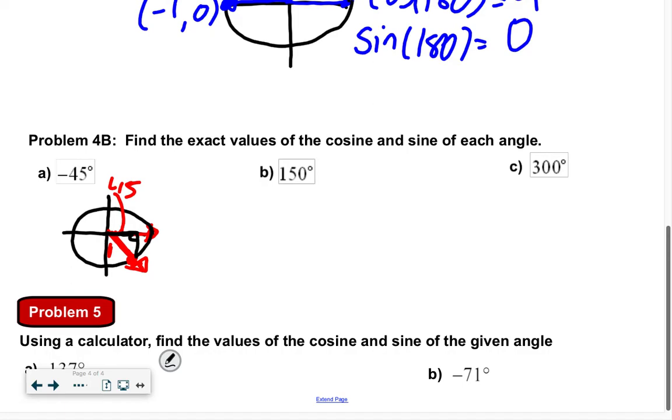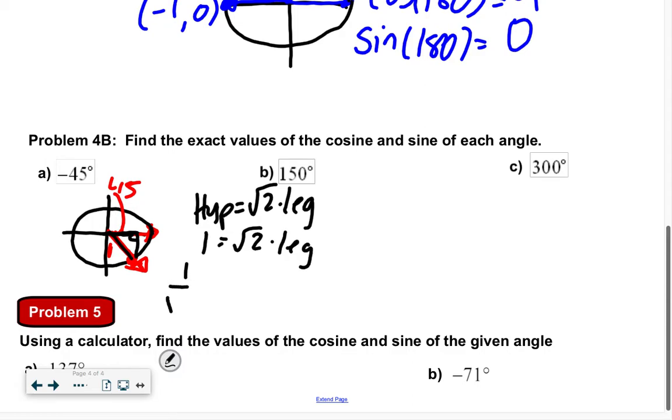Half. Square root of 2 over 2. Okay, if your hypotenuse is the square root of 2 times your leg, I know my hypotenuse is 1. Get your leg by itself. 1 over the square root of 2 is the same as the square root of 2 over 2 when you get your square root on the bottom. So this leg is the square root of 2 over 2. This leg is the square root of 2 over 2.